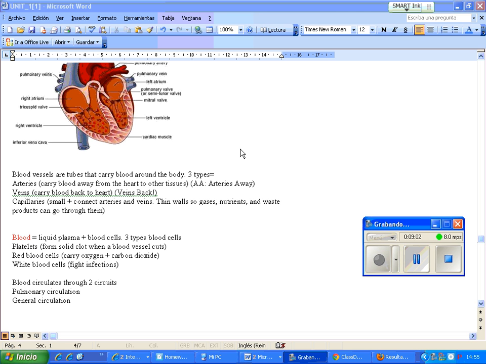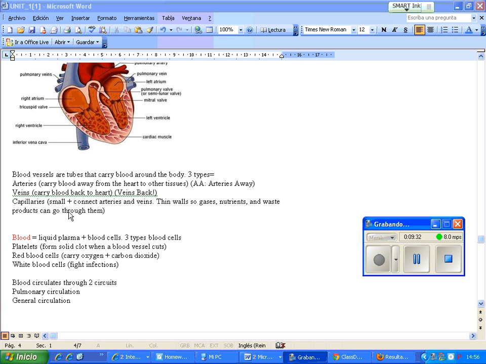Blood vessels are tubes that carry blood around the body. There are 3 types. Arteries carry blood away from the heart to other tissues. AA, arteries away from the heart. And veins carry blood back to the heart. Veins back. And capillaries, which are small and connect arteries and veins. They have thin walls, so gases, nutrients, and waste products can go through them.